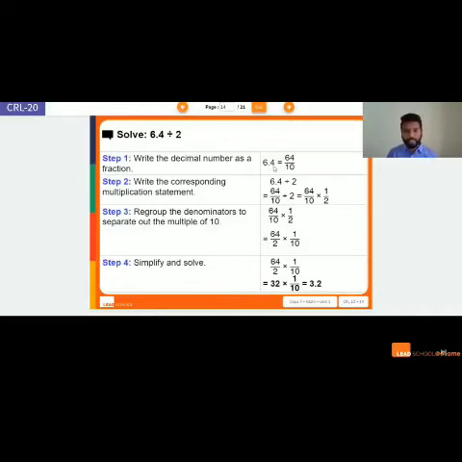Step 1, replace my decimal number as a fraction. Step 2, write the corresponding multiplication statement, that is division will be replaced by multiplication and the number will be replaced by a reciprocal. Step 3, I will regroup the numbers such that I will find tens or multiples of tens on the other side. Simplify and solve. Alright, that is 3.2. Take 10 seconds to understand the problem.